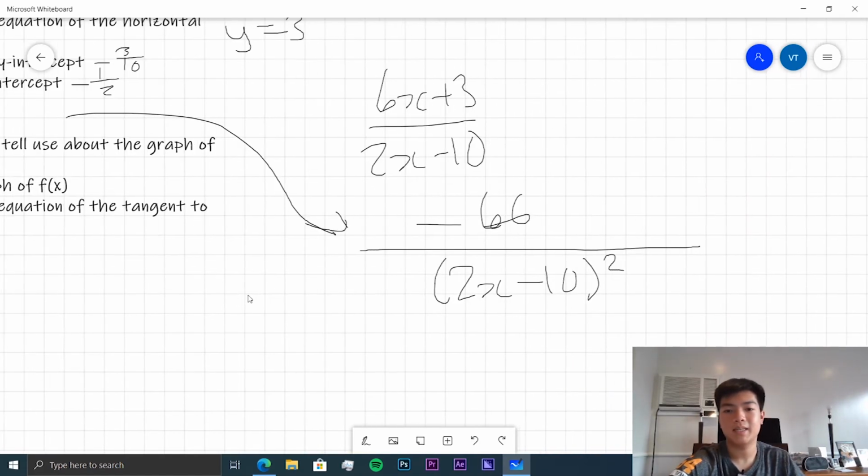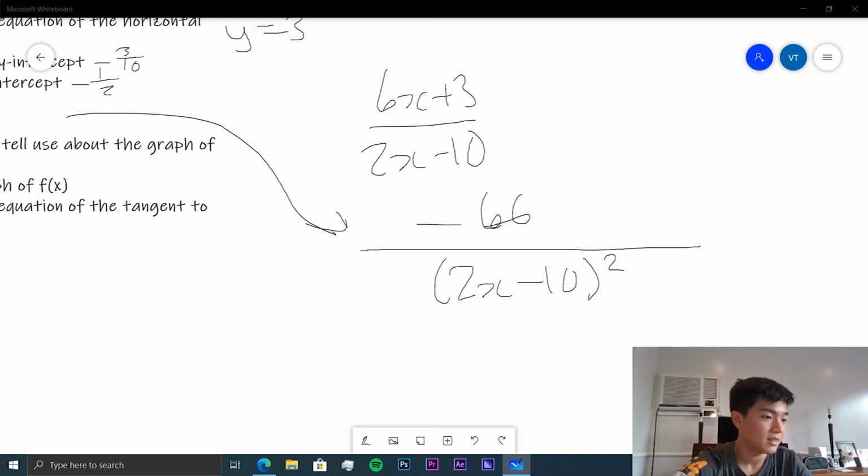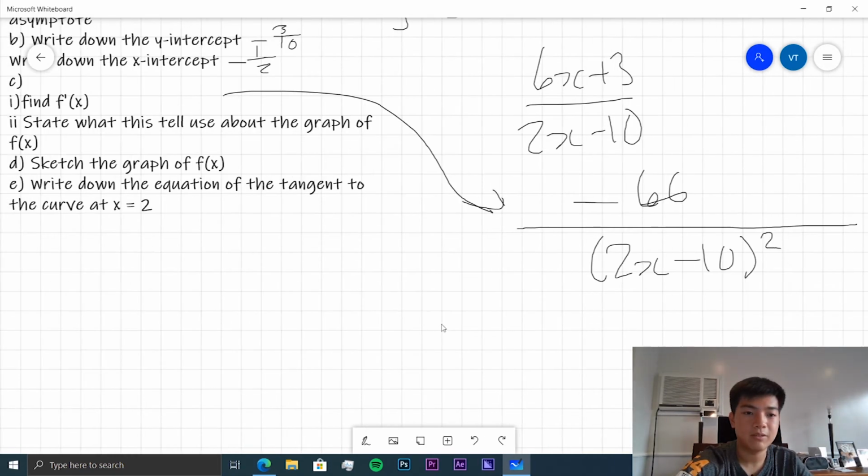And state what this can tell us about the graph. It means that this is a decreasing function. Since there are no positive values for the derivative, this is going to be decreasing. So the graph is always decreasing.